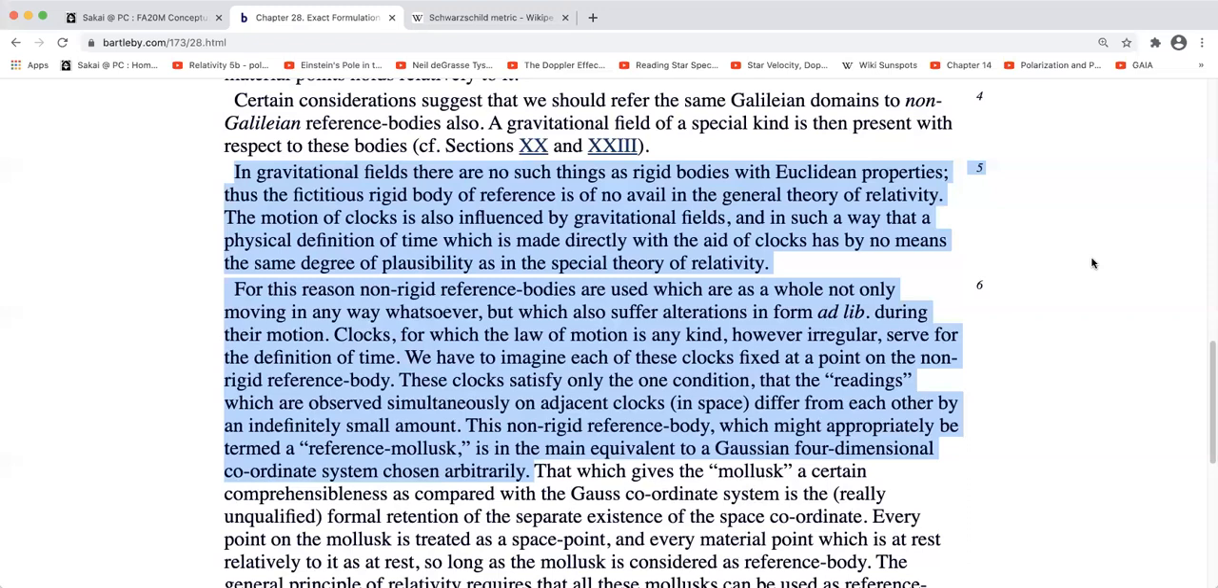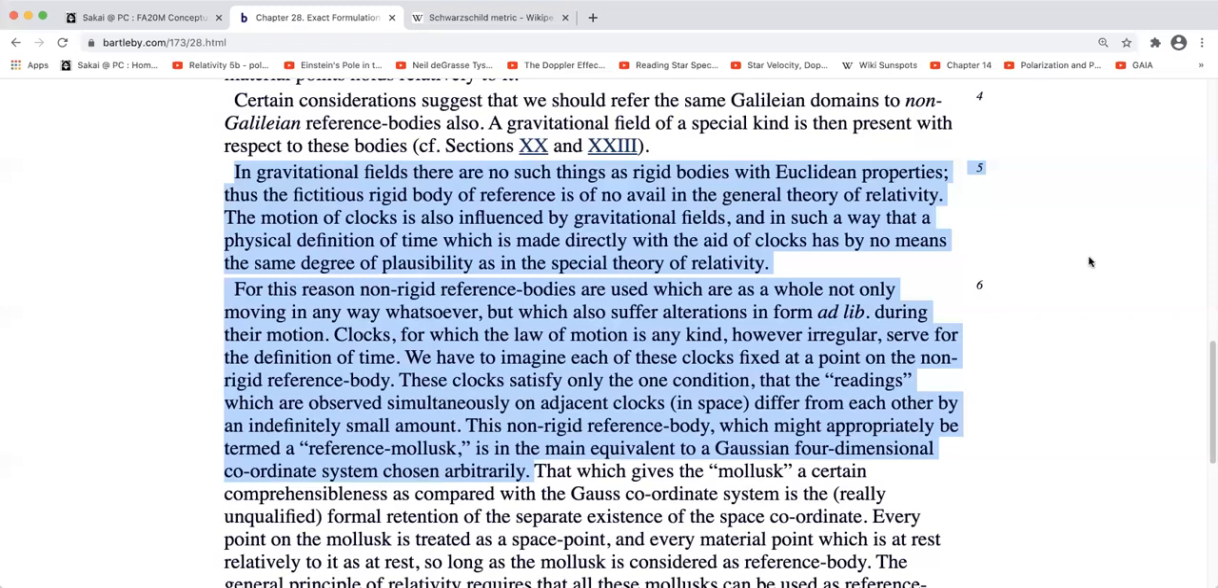Clocks for which the law of motion is of any kind, however irregular, serve for the definition of time. We have to imagine each of these clocks fixed at a point on the non-rigid reference body. These clocks satisfy only the one condition, that the readings which are observed simultaneously on adjacent clocks differ from each other by an indefinitely small amount. This non-rigid reference body, which might appropriately be termed a reference mollusk, is in the main equivalent to a Gaussian four-dimensional coordinate system chosen arbitrarily. Thank you very much.